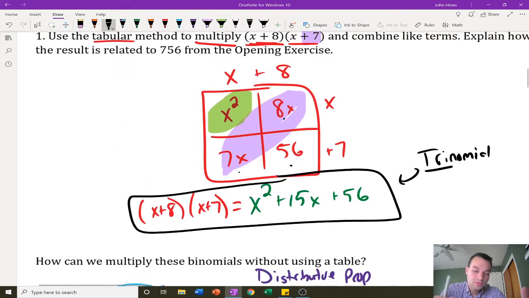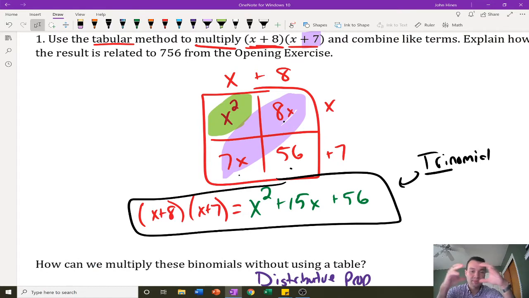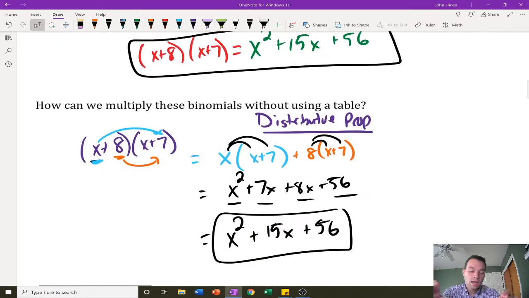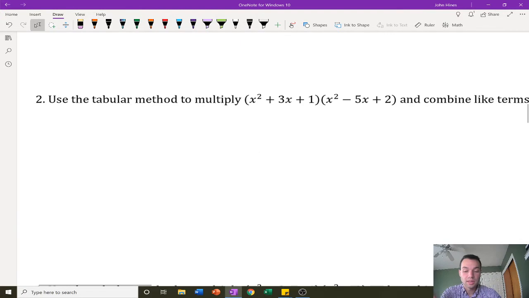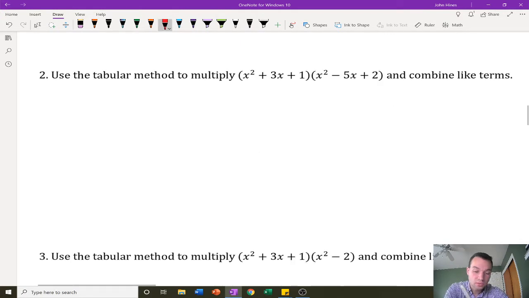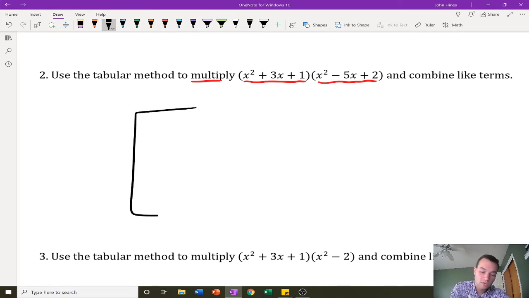But use a table, because tables are going to get bigger and wider, so it's going to be a lot cleaner to just use the tabular method. So use the tabular method to multiply this trinomial and this trinomial and combine like terms. If you're up for it, pause the video right now and see if you can find that product on your own. If not, I'll walk you through it right now. So pause the video if you feel confident and check your work with mine, or you can just keep watching and we'll go from there.